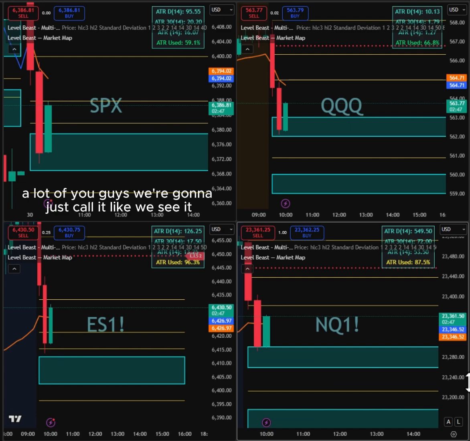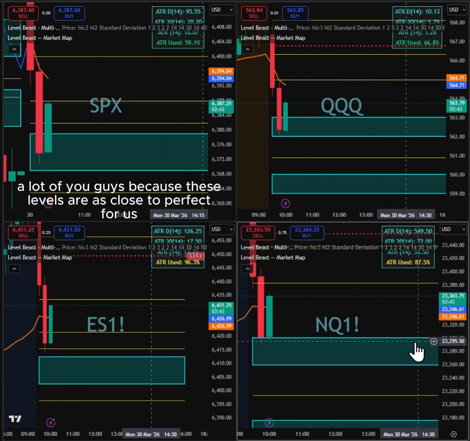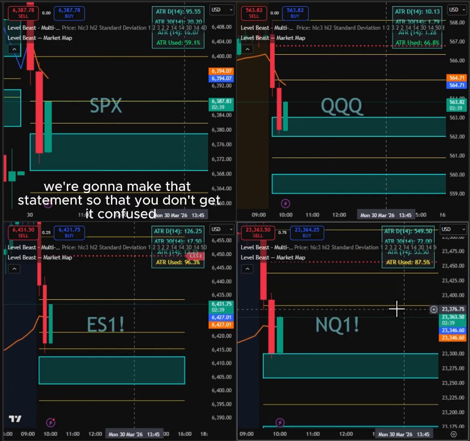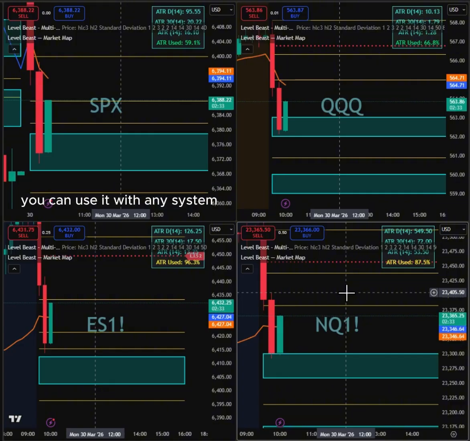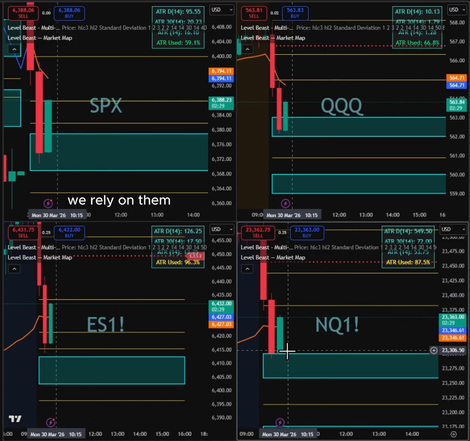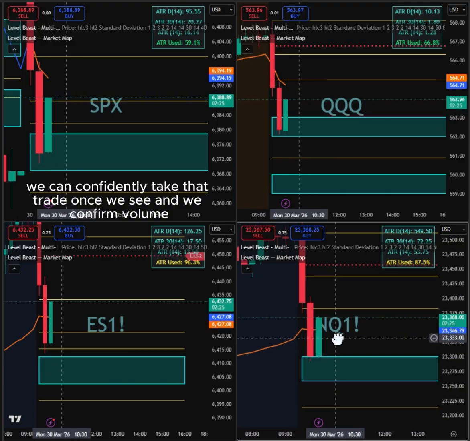Now, a lot of you guys, we're going to just call it like we see it. Because these levels are as close to perfect for us, we're going to make that statement so that you don't get it confused. They are as close to perfect for us within our system and framework. You can use it with any system. But because they're as close to perfect for us, we rely on them. We can confidently take that trade once we see and confirm volume.